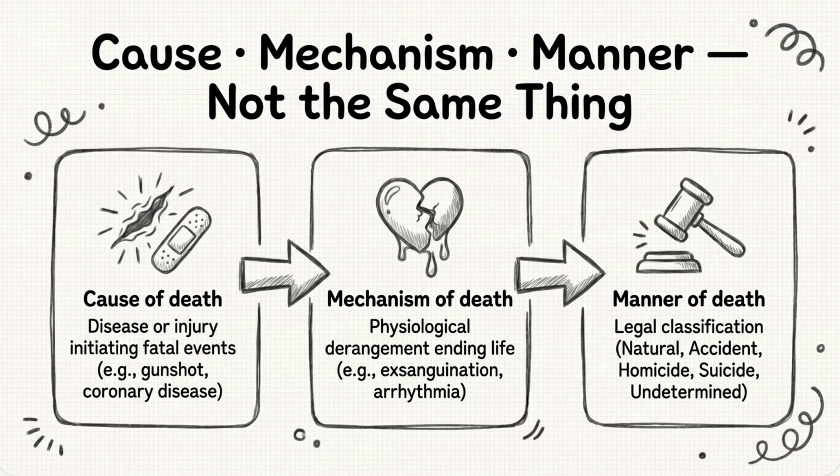The manner of death is the legal classification, and there are exactly 5 options: natural, accident, homicide, suicide, or undetermined. Manner is not a medical finding alone. It is a conclusion that integrates medical findings with scene investigation, history, and circumstance. Histology can support the cause and mechanism, but it rarely determines manner by itself. Keep that boundary in mind. So let's look at a case to see how these terms play out.